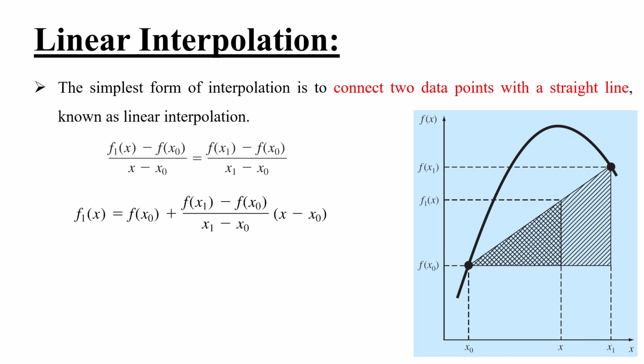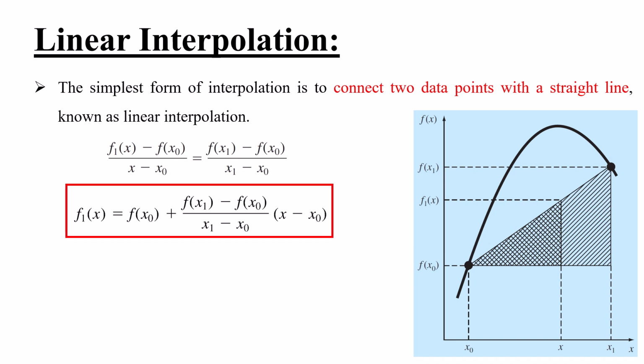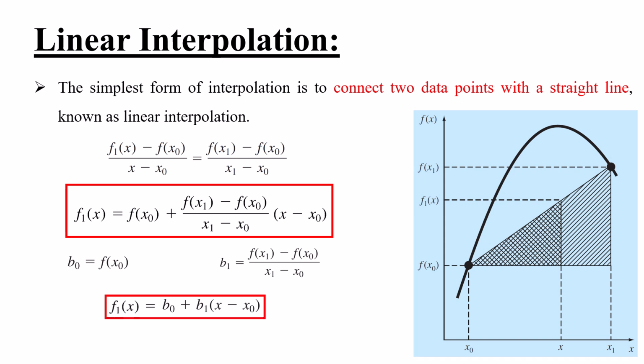From this idea we come up with this formula and we call it the Newton divided difference formula for the linear case. Why is it linear? Because x0 is a constant. Similarly, the second term, f of x1 minus f of x0, is also a constant, but x is unknown. So it becomes a linear equation like this: f1 of x equals b0 plus b1 times x minus x0. That is why it is called linear interpolation.